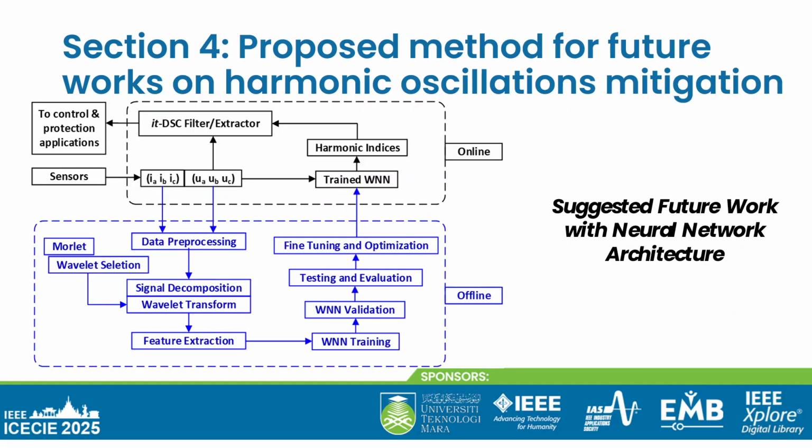So this is a suggested architecture diagram that we just talked about. We're going to have two parts, the online and the offline part. The offline part is the architecture of the WNN that we are talking about. And after we train the WNN, we're going to put it through the online system to extract the harmonic indices and put it to control and protection applications using the input sensor.